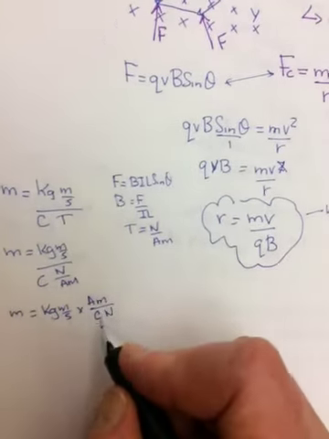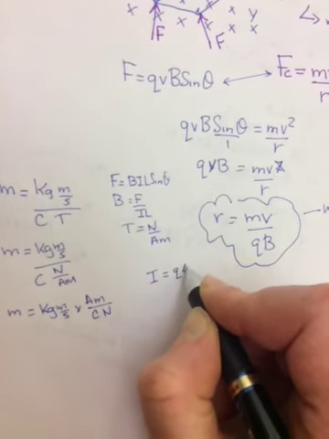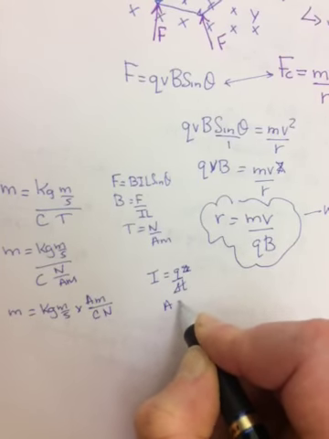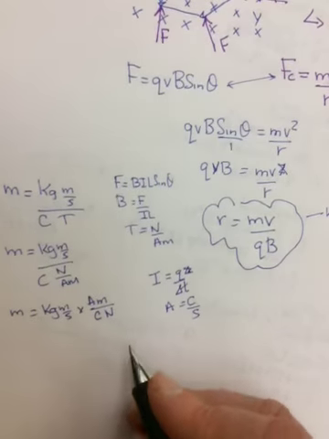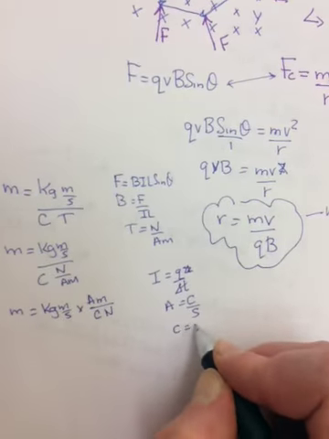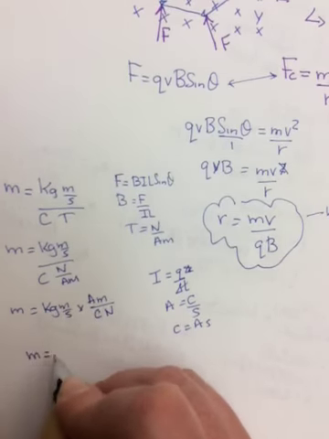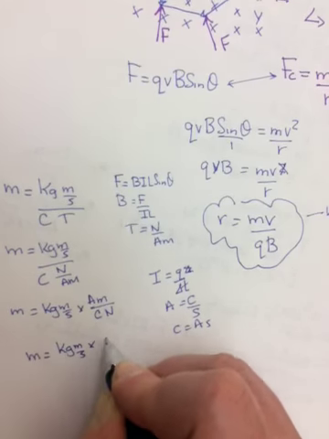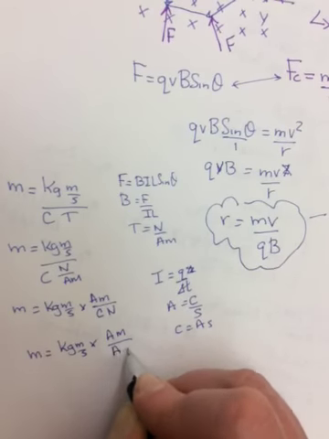Okay? The next thing I might want to do is say I is equal to Q over delta T. So an amp is equal to a Coulomb over a second. So a Coulomb is equal to an amp times a second. So if I put that in here, kilogram meter per second times an amp meter over an amp second.